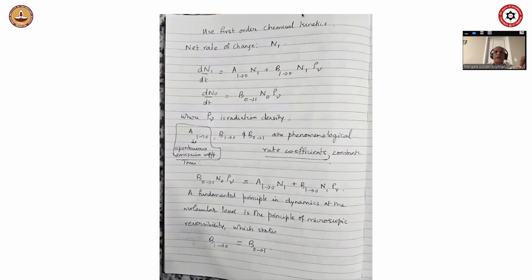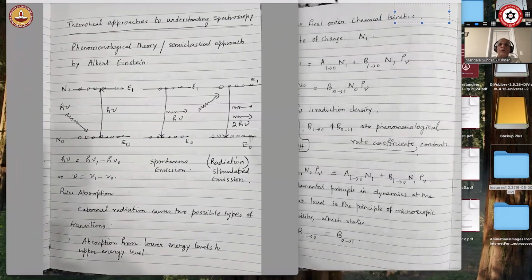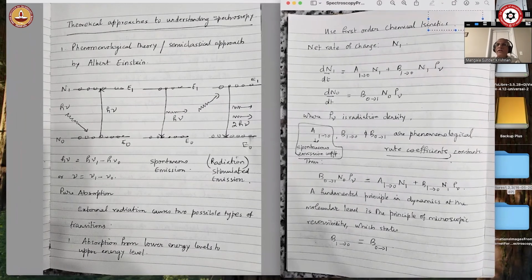So we have to use first order chemical kinetics. Now, let me try to get both of them at the same time. Now you can see both of them together. It is important to see them together, and you can understand this.